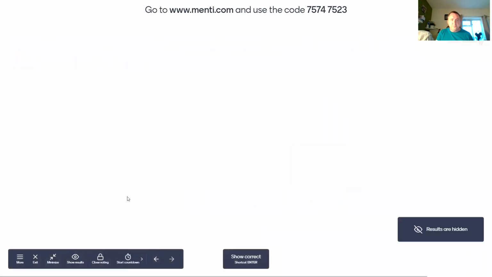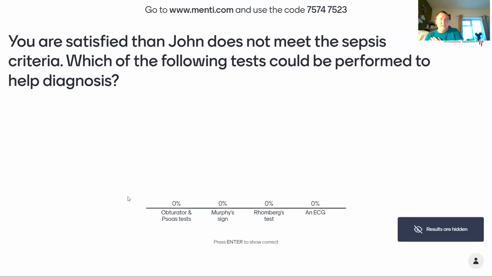I think there's one more question. So you're satisfied in this case that John does not meet the sepsis criteria. Which of the following tests could be performed to help diagnosis? Obturator, psoas, Murphy's, Romberg's, or an ECG? Which of the following would be useful to diagnose appendicitis? Obturator and psoas, Murphy's, Romberg's, or an ECG? Which are you going to do first? I'll let a few of you vote.